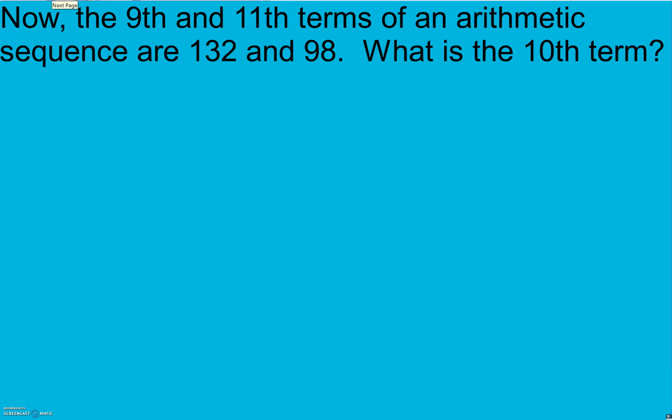The 9th and 11th terms of a sequence are 132 and 98. What is the 10th term? So we have 9, 10, 11. 9th term is 132. We don't know this term. And we know 98 is our 11th term. So to find the term in the middle, we find our average. We take our two values and add them up. Divide by 2.